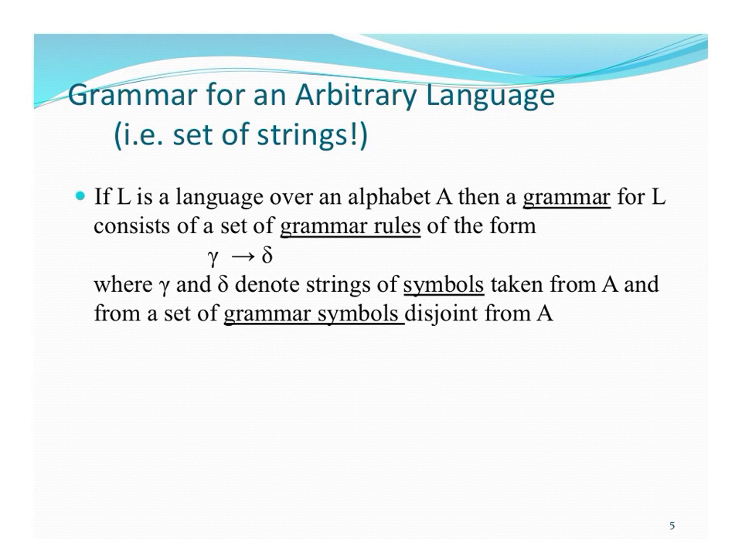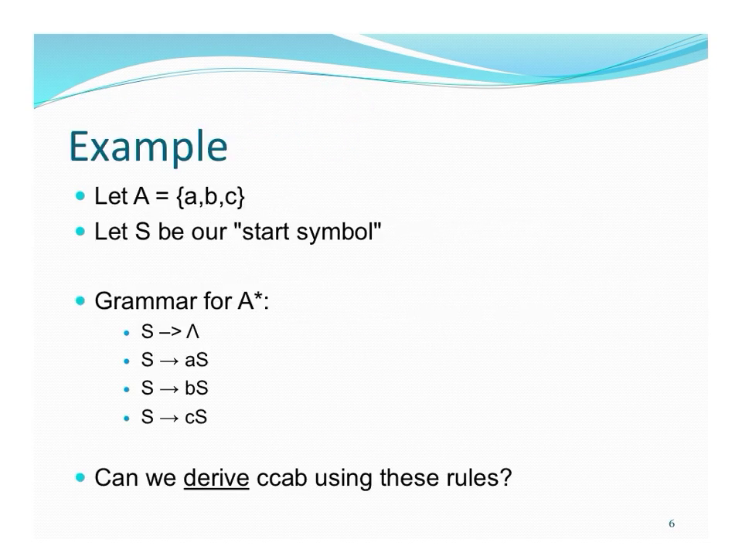So in this case, we've got gamma arrow delta. We say gamma and delta in this case are strings of symbols, and these symbols are in my alphabet A and also from my grammar symbols, which are disjoint from A. So this is the formal definition of a grammar. Let me show you what I mean. I think when you see this example, it'll make sense to you.